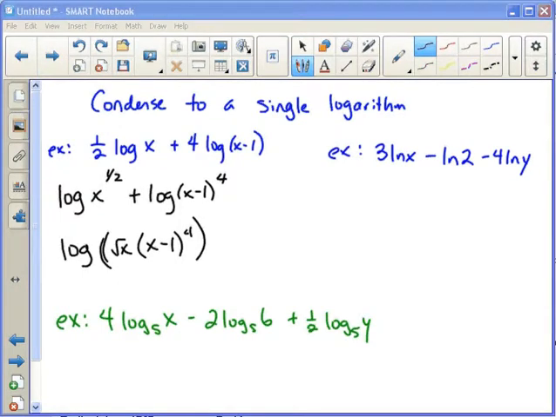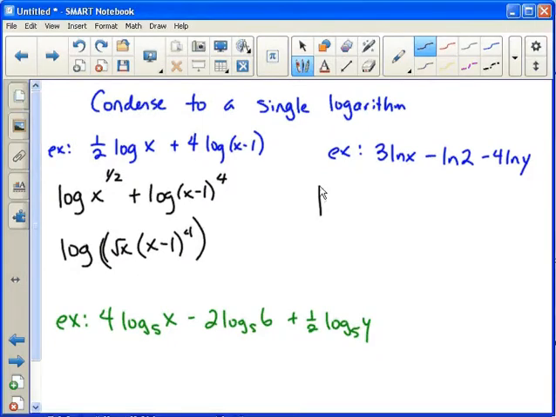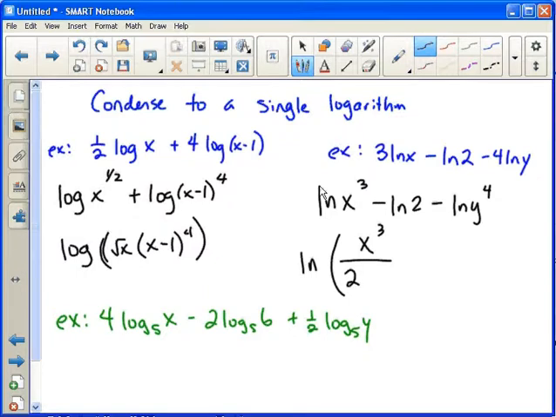Then for this example, we have 3 natural log of x minus natural log of 2 minus 4 natural log of y. I first take the coefficients and move them up as exponents. So I've got natural log of x cubed minus natural log of 2 minus natural log of y to the fourth. Now I need to change all my addition to multiplication and my subtraction to division. So I'm going to get the natural log of, on top I'll have x cubed, on the bottom I'll have 2 times y to the fourth, because the subtraction tells me I'm dividing both the 2 and the y to the fourth. So they both go on the bottom. So just as whatever's on the bottom got a minus, whatever has a minus goes on the bottom.